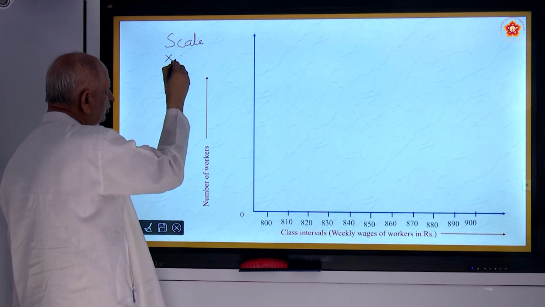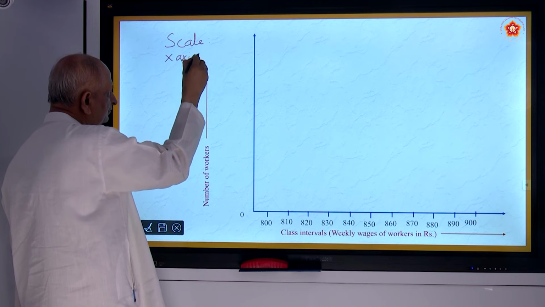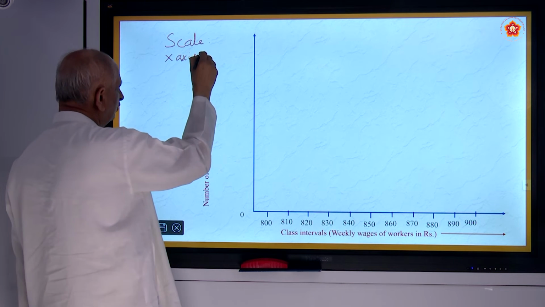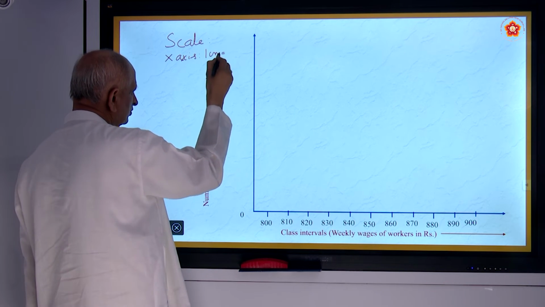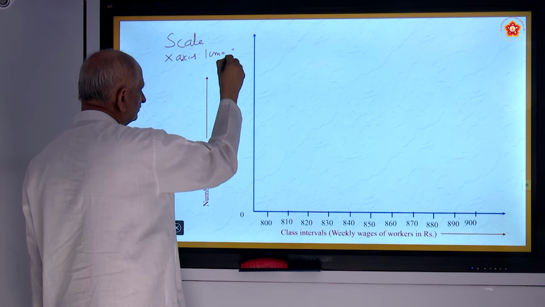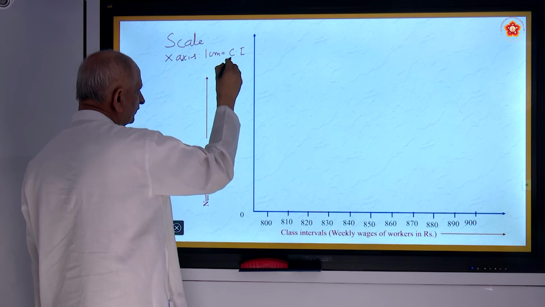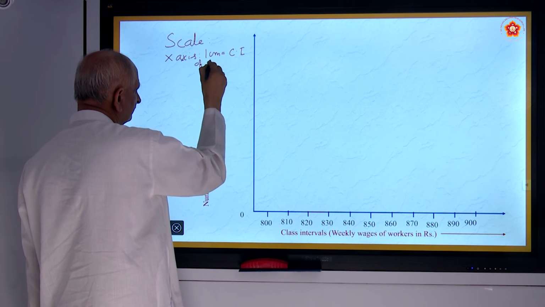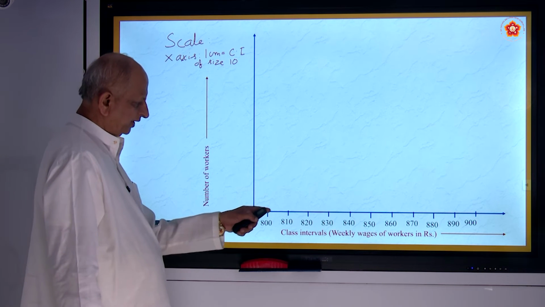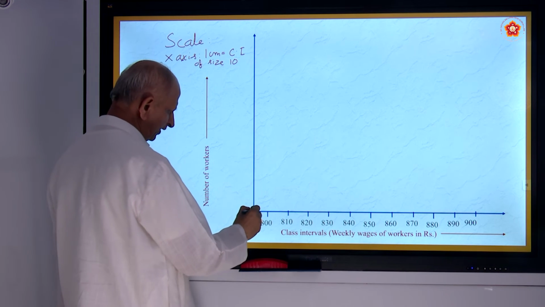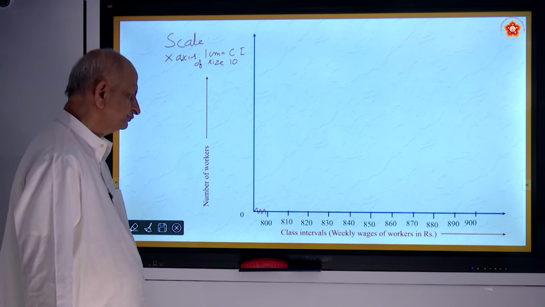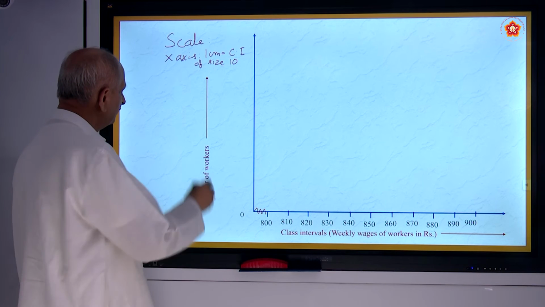Always when you draw a graph, do not forget the scale. For the x-axis, what does it show? 1 centimeter is equal to one class interval of size 10. 800 to 810. You can show a kink here because it starts with 800. That is the x-axis.